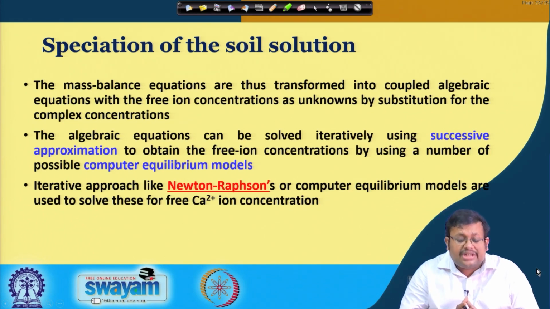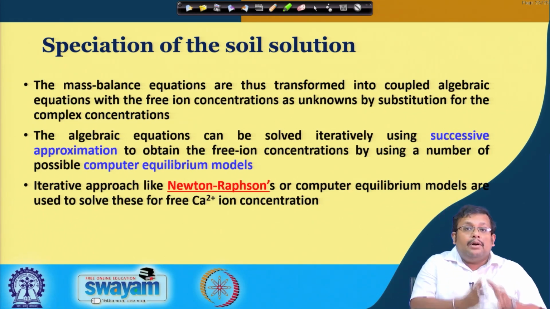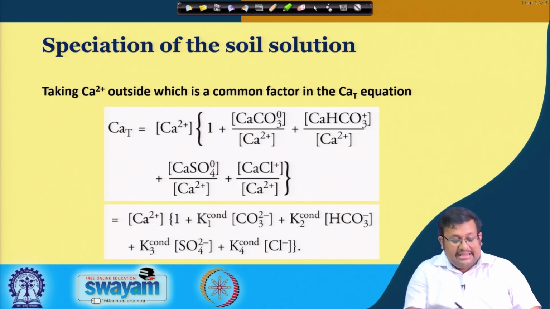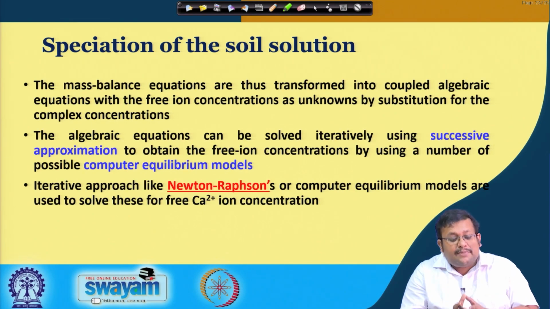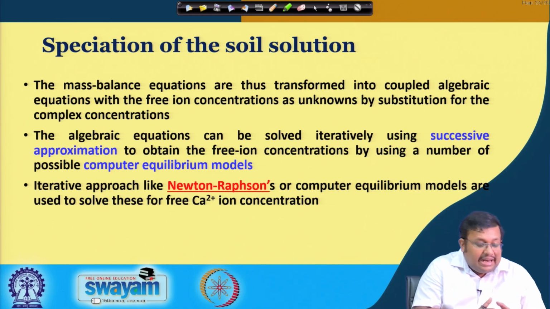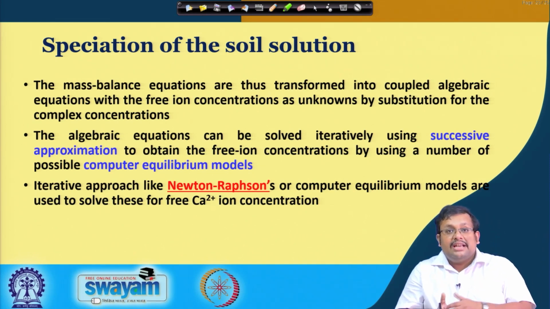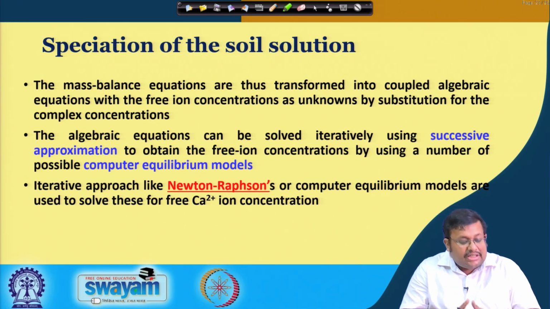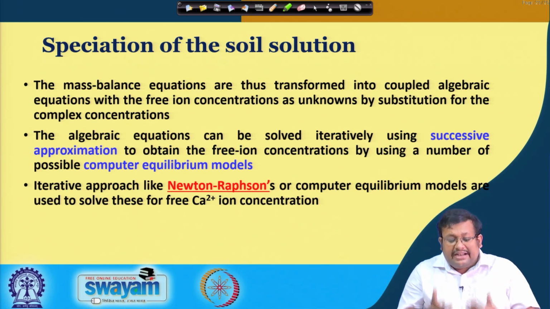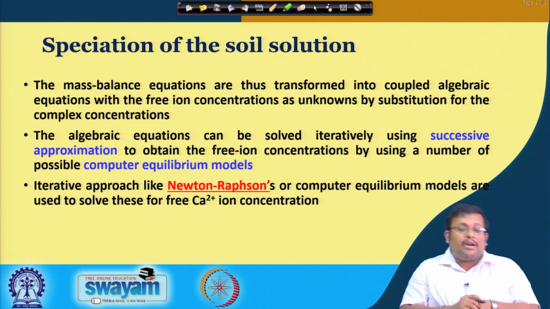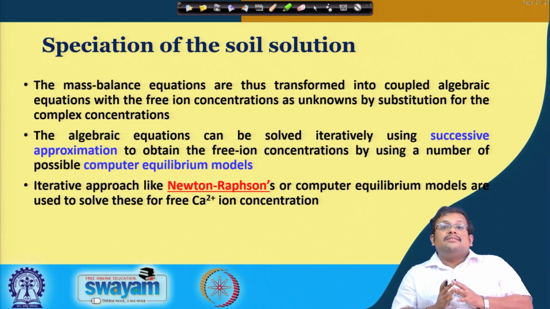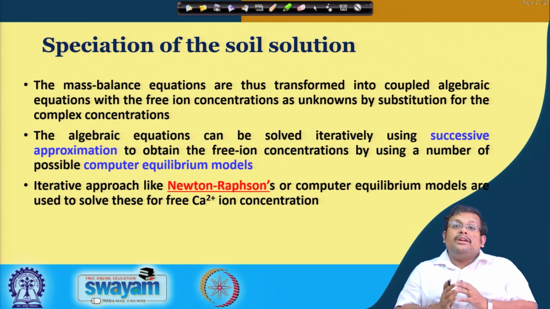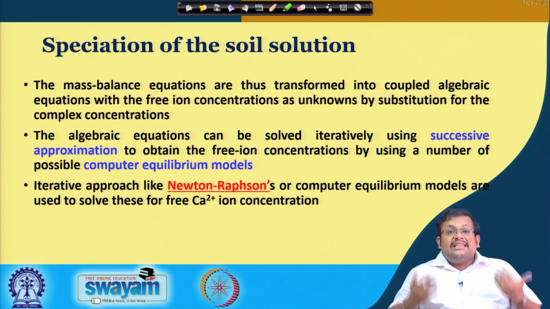So, the mass balance equations are thus transformed into coupled algebraic equations with the free ion concentrations as unknowns by substitution for the complex concentrations. So, the algebraic equations can be solved iteratively using successive approximation to obtain the free ion concentration, using a number of computed equilibrium models which are available.